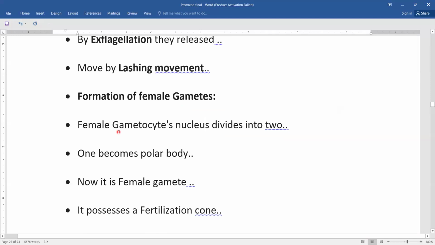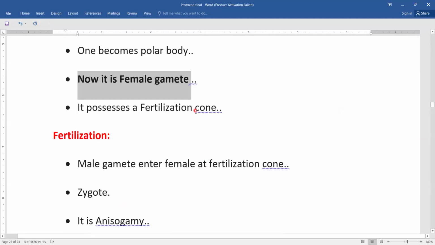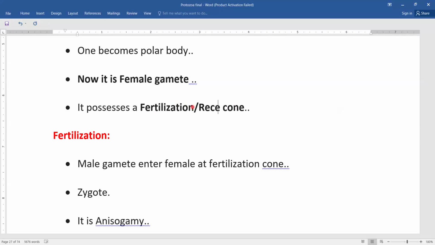And what happens to the female gametocyte? The female gametocyte's nucleus divides into two. One becomes a polar body, and the other is a normal nucleus. Now it is considered the female gamete. It acquires a reception cone, which you can also call the fertilization cone.